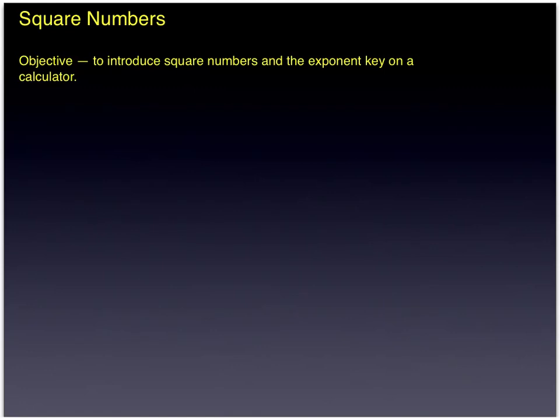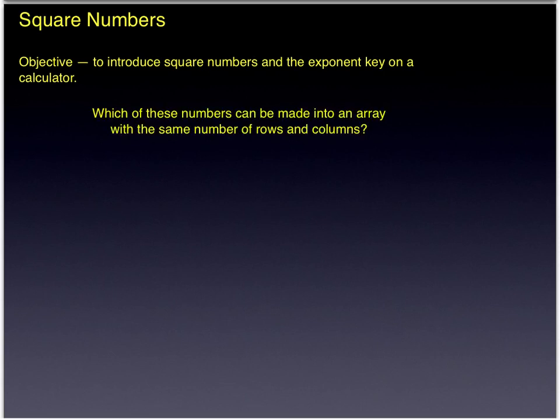Okay, we're talking about square numbers today. Our objective is to introduce square numbers and the exponent key on a calculator. Which of these numbers can be made into an array with the same number of rows and columns? Our choices are 14, 16, or 18. So take a second. What do you think?